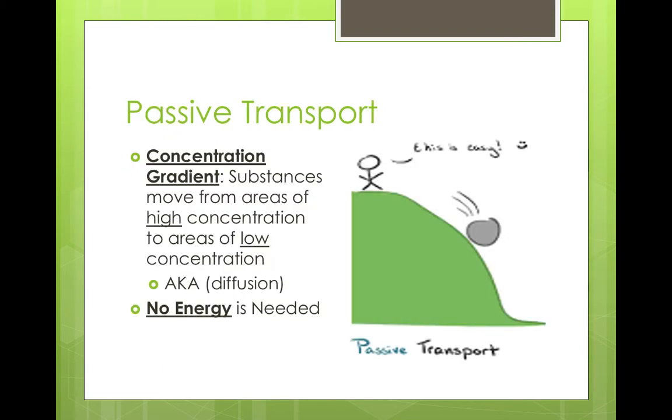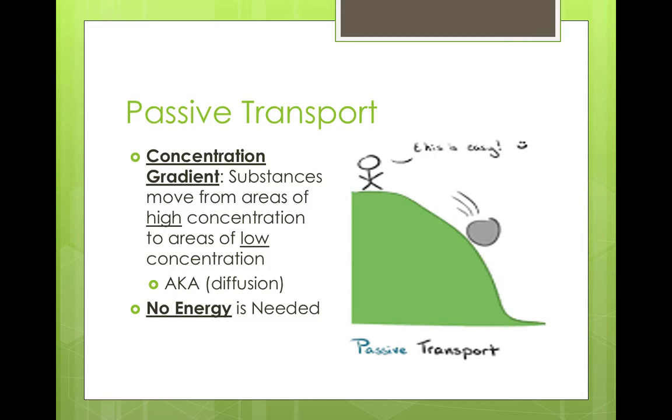So first thing to know about passive transport is what is it? This is whenever substances move across the cell membrane. It can either go into or out of the cell. That does not matter. But whenever it moves across it, we talk about this concentration gradient. And that means it's going to move from an area of high concentration to an area of low concentration.